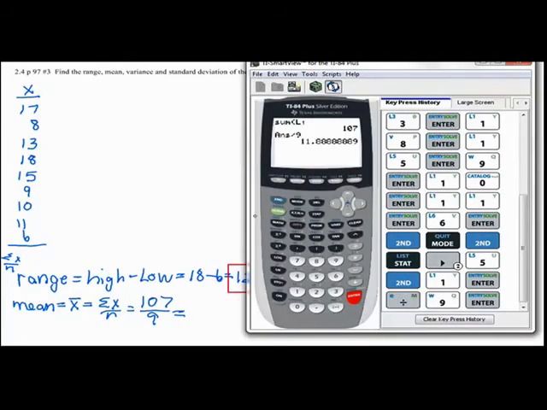And we get a mean of 11 point. Look to that 8 and make that 8 go up to 9. We're just going to go one decimal here.